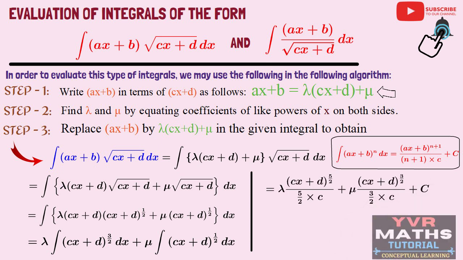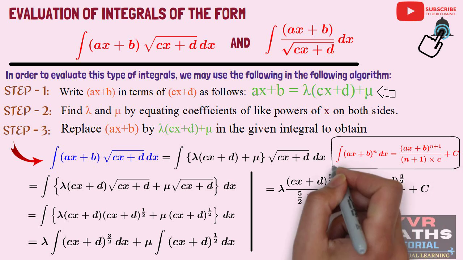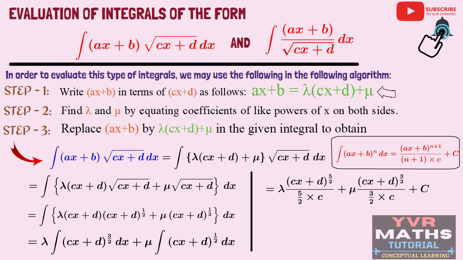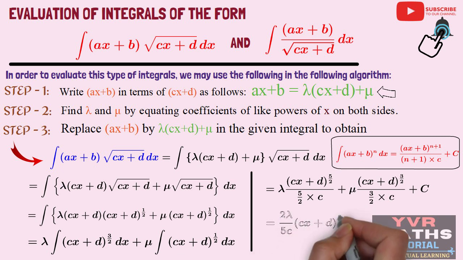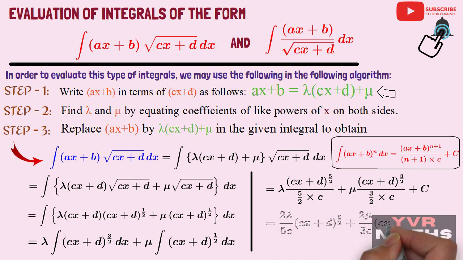Here this capital C is the integral constant. So I just applied here the integral (ax+b)^n dx formula. So based on that formula only I wrote this step. So if you simplify this one, then what you will get? See in the next step: 2λ by 5c into (cx+d)^(5/2) plus 2μ by 3c into (cx+d)^(3/2) plus C.